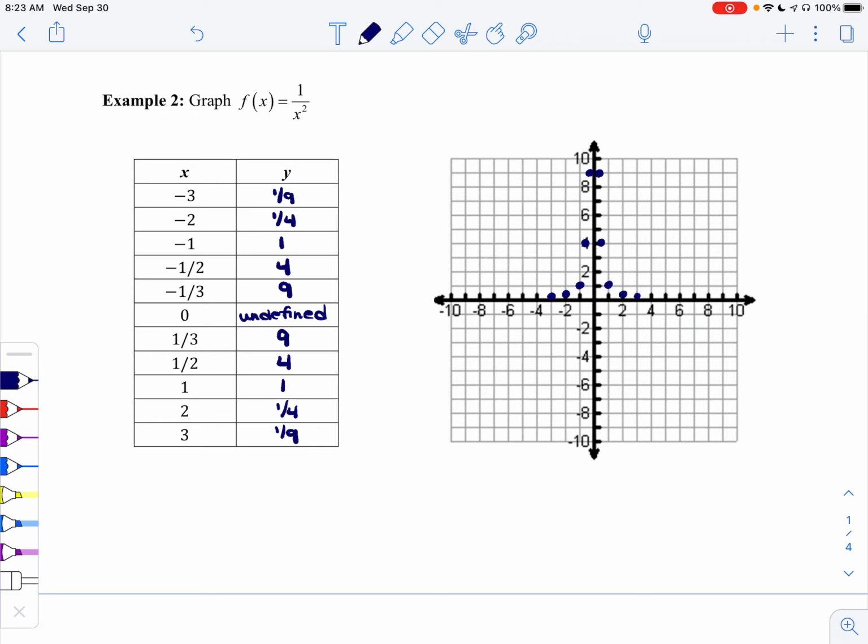Now if we connect these points, we are going to get something. Oops, it's a little bit ugly. Something like that.